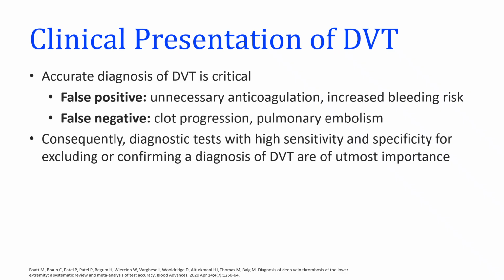Accurate diagnosis of DVT is critical. A false positive can lead to unnecessary anticoagulation and increased bleeding risk, while a false negative may allow the clot to progress and potentially cause a pulmonary embolism. Therefore, diagnostic tests with high sensitivity and specificity are essential for correctly confirming or ruling out DVT.